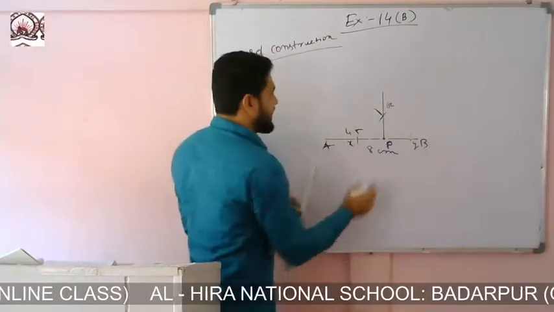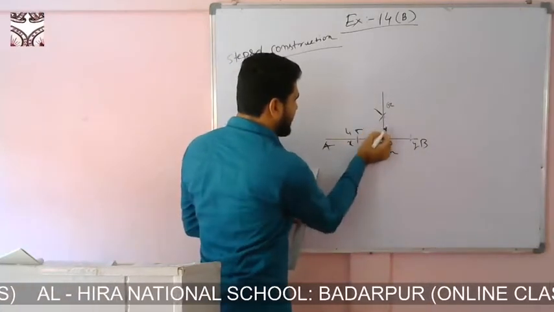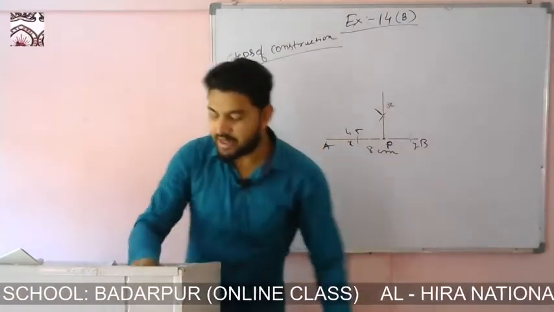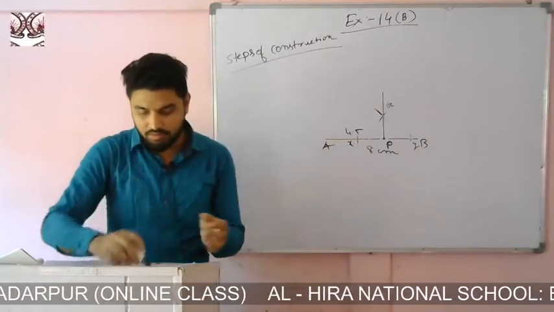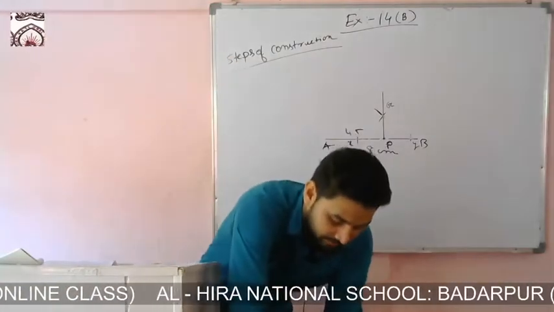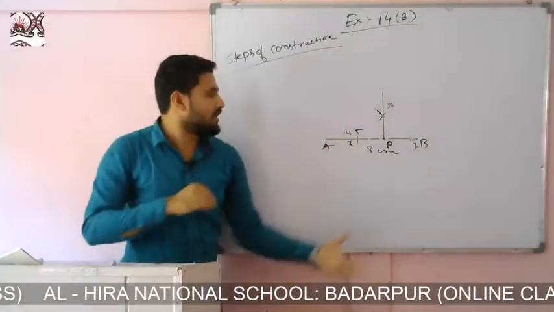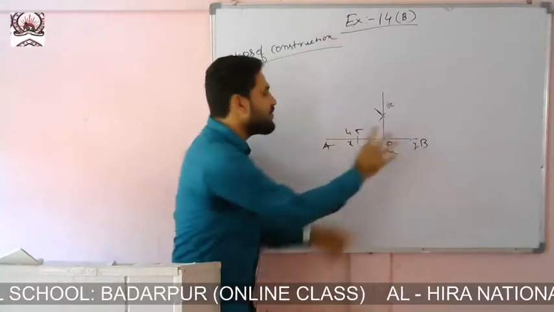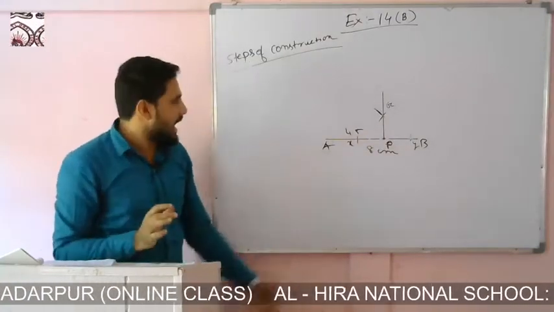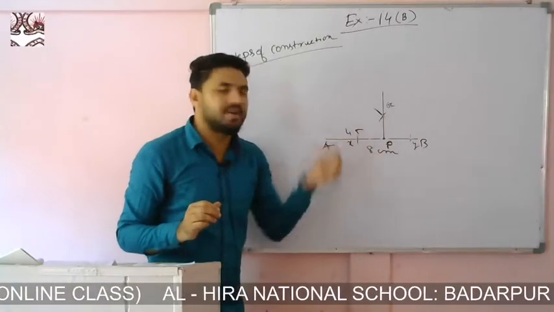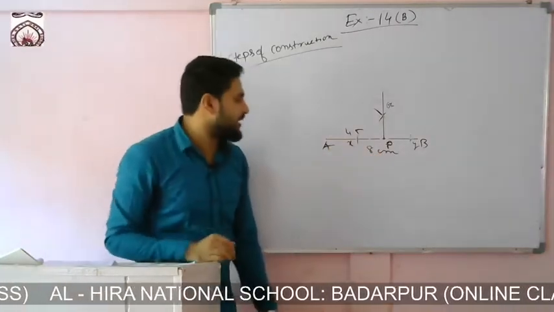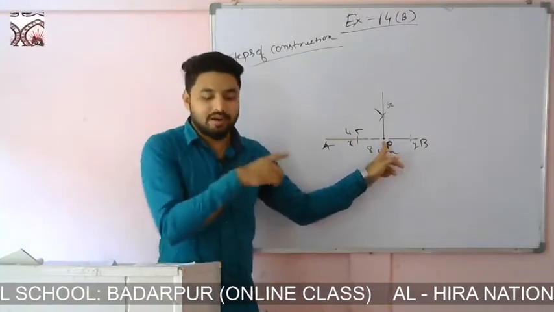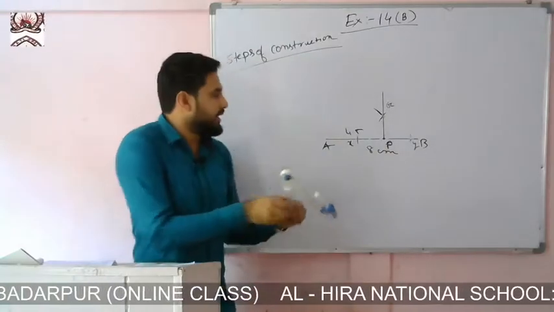Okay, here it has intersected. So that is the process. Again, I am showing how to construct with a compass. First you take AB equals 8 centimeters. After that you take AP equals 4.5 centimeters. After that you place your compass at point P.